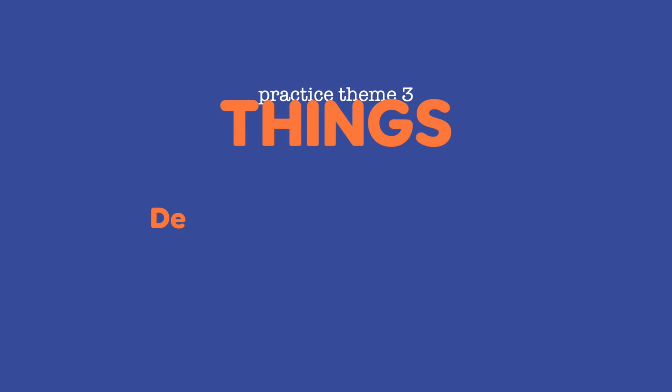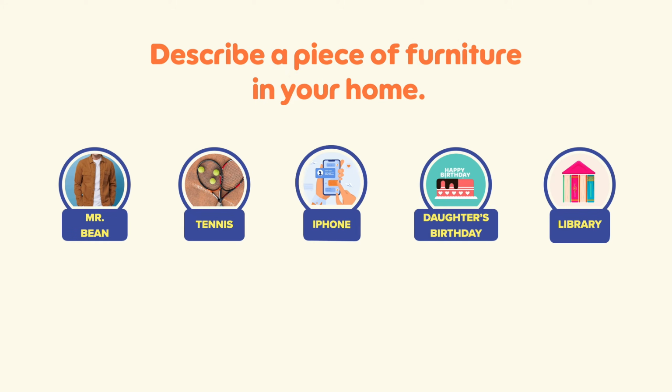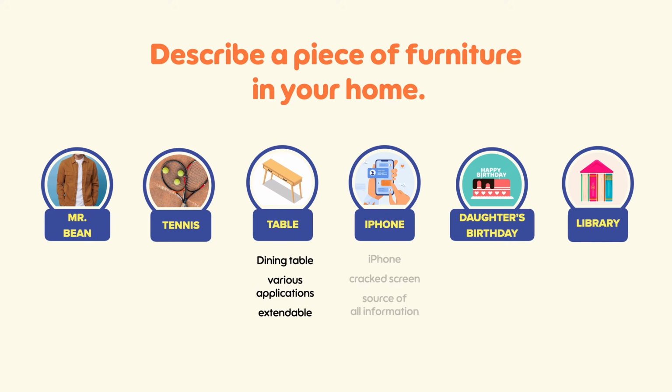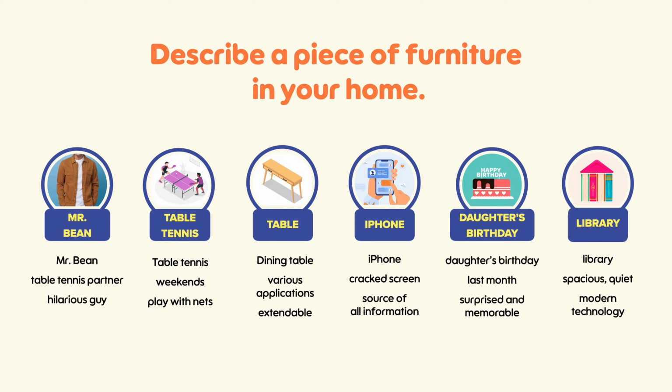The next theme is things. Describe a piece of furniture in your home. I'll change the iPhone to a dining table because my iPhone can't be a piece of furniture, but I can still make the iPhone relevant to this question. I'll also change tennis to table tennis. The other things remain unchanged and some information will be ignored.